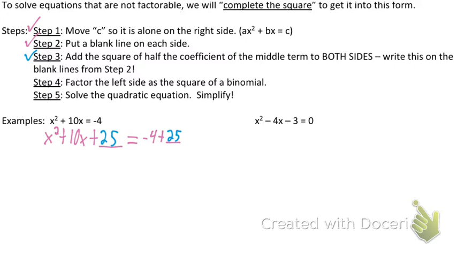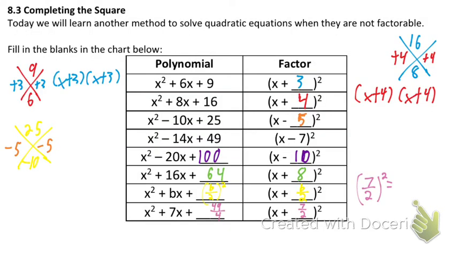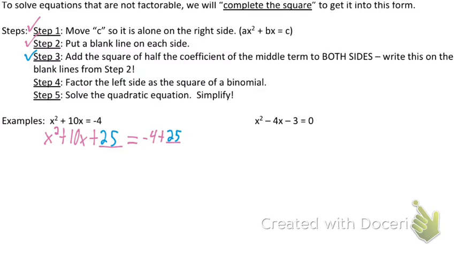Now, step 4. Factor the left side as a square of a binomial. You might notice up here, we got to the point where we didn't even need to make the x to factor these. We just said it's going to be half of b, and then the same thing being squared. We can do the same thing here. If you want to make the x, you can, but there's a much faster way. Because it's going to be 5, it's going to be x plus 5 being squared.